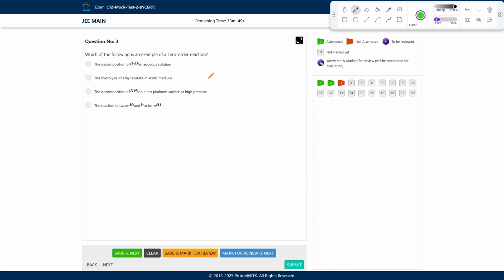Okay, that is the one property of the zero order reaction. As the name says, it has zero. That means the reactant has a power of zero. That means the reactant concentration is not going to determine the rate of a zero order reaction.